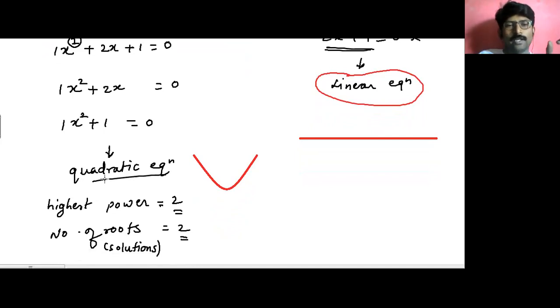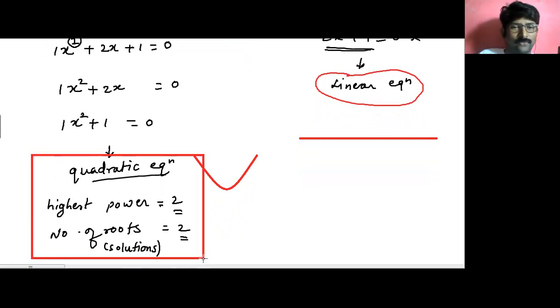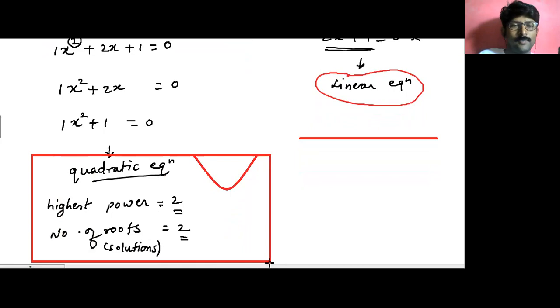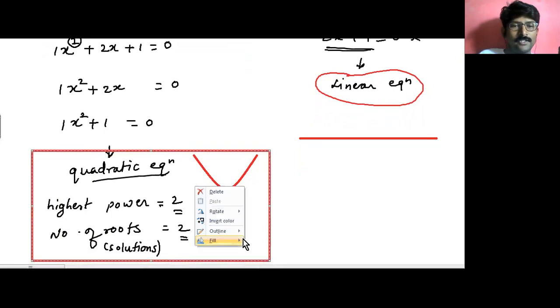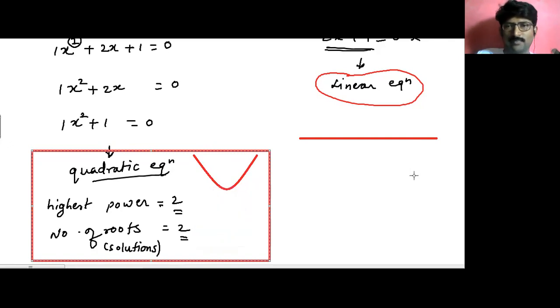Now let's move ahead. Please write down in your book: a quadratic equation has highest power equal to 2 and the number of roots or solutions is equal to 2. This content has to be there in your book by default. And this will be the graph of a quadratic equation. I hope you understood everything perfectly till here and you finished writing in your book.